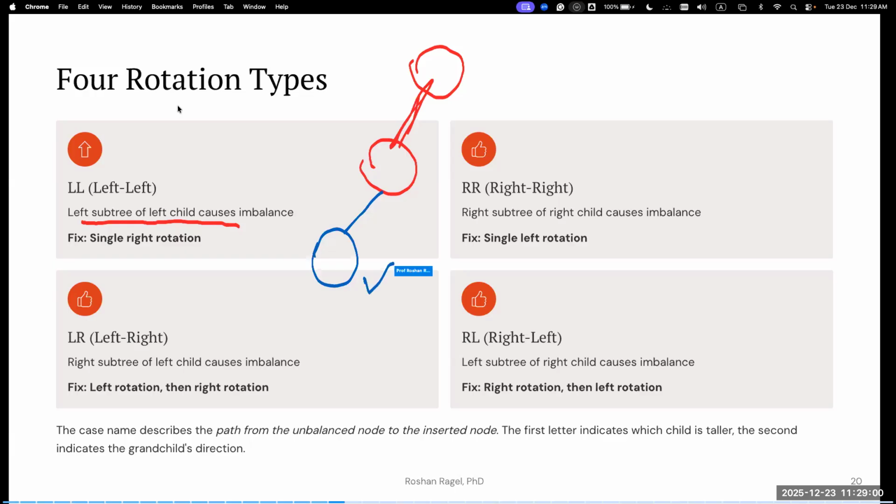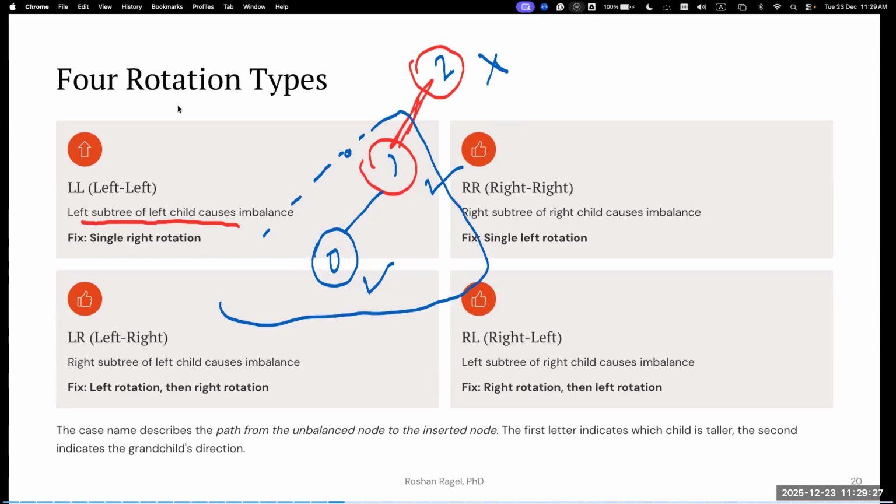So this is balanced. This is balanced. This is not, because this is balance factor 0, balance factor 1, balance factor 2. So now this is imbalanced. Why? This node is imbalanced because of a left child or a left subtree, right? So for node 2, that is the left subtree, right? And the imbalance in the left subtree has happened because of the left child, right?